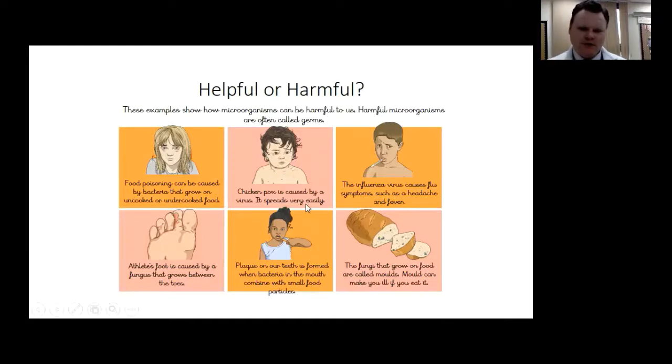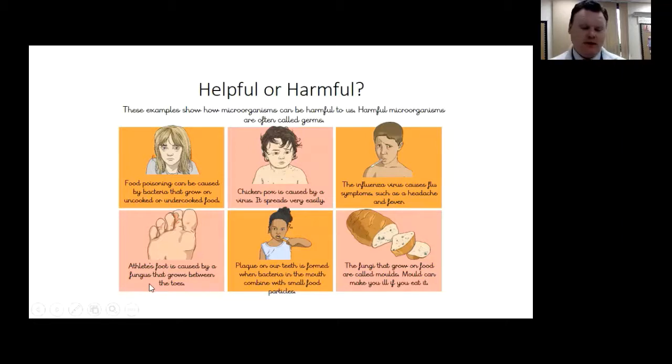Now, chickenpox, which many of us will have had, I had that too. Chickenpox is caused by a virus and it spreads very easily. The influenza flu virus causes flu symptoms such as a headache and a fever. What's happening here is your body's trying to make an environment where it's hostile to the bug, so it raises your temperature. Makes you feel very unwell though.